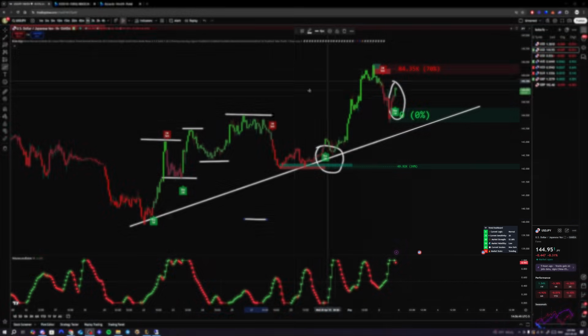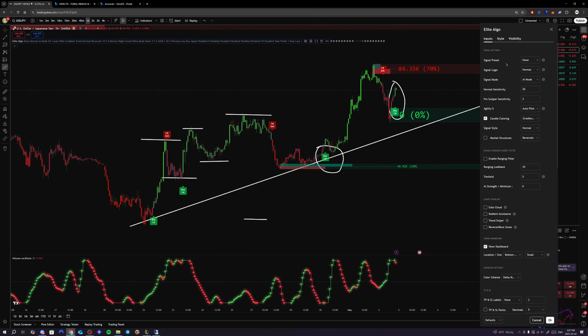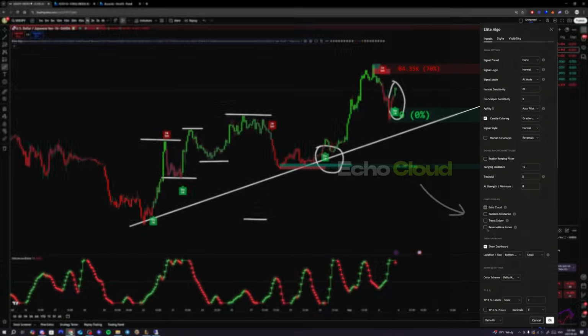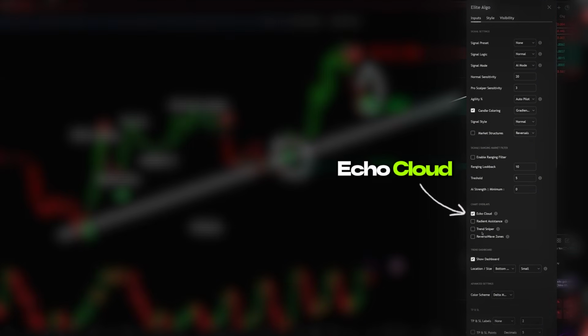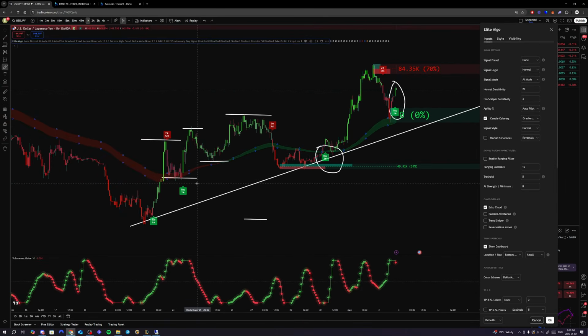Another way we can see if we're in an uptrend or downtrend is by using some of the overlays inside the Elite Algo toolkit. For example, the Echo Cloud is a great tool that will help us decide if we're in an uptrend or downtrend. Once this activates on our charts, we can see that currently we are in an uptrend because the Echo Cloud is green, for example.